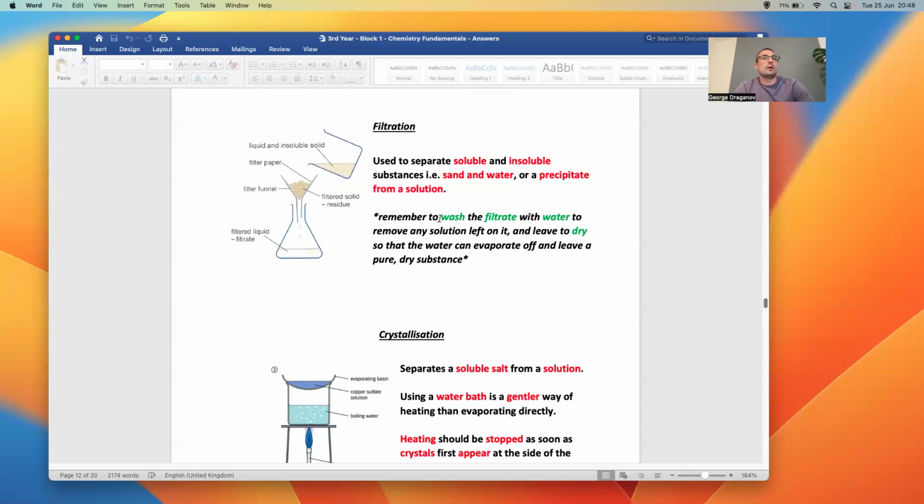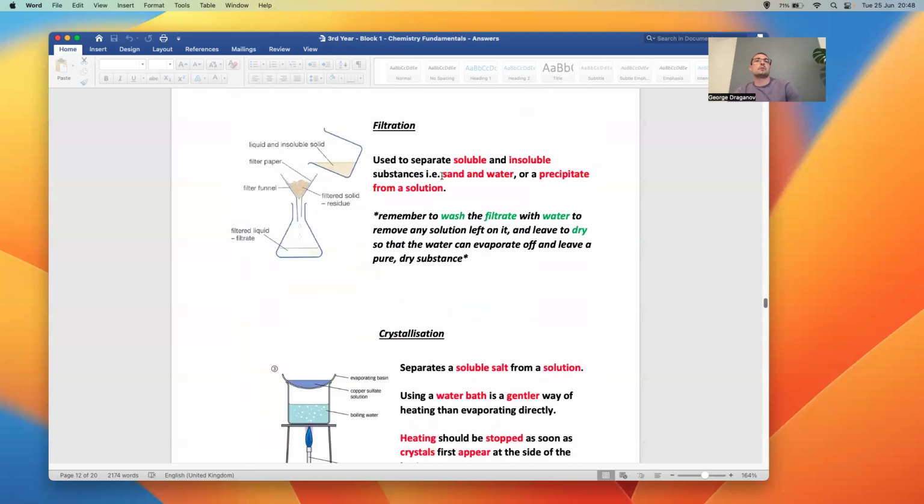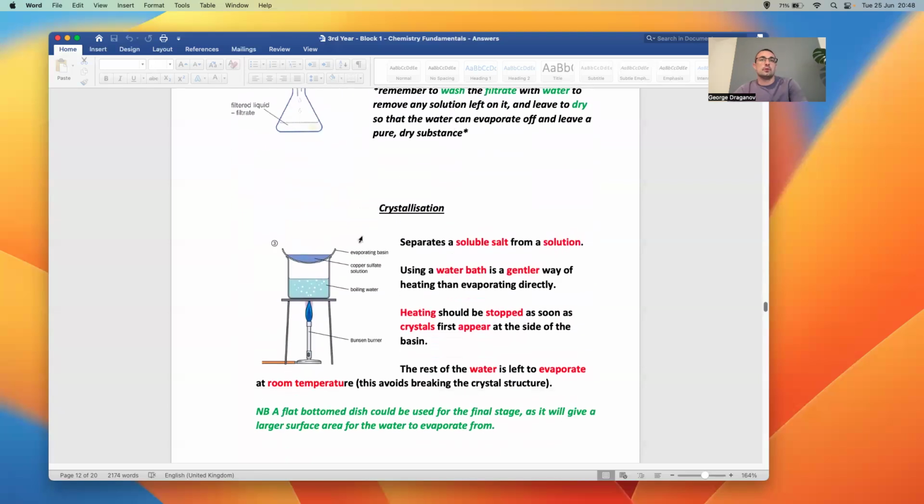You should always remember that you have to wash your residue with distilled water to remove any solution that's left on it. That will remove any impurities, and then you will have to leave it to dry if you want a pure dry substance. So remember, this is how to separate an insoluble solid. Now, crystallization is used to remove the solution and be left with the solid if the solid is soluble. So in this one, the solid was insoluble. In this one, the solid is soluble.